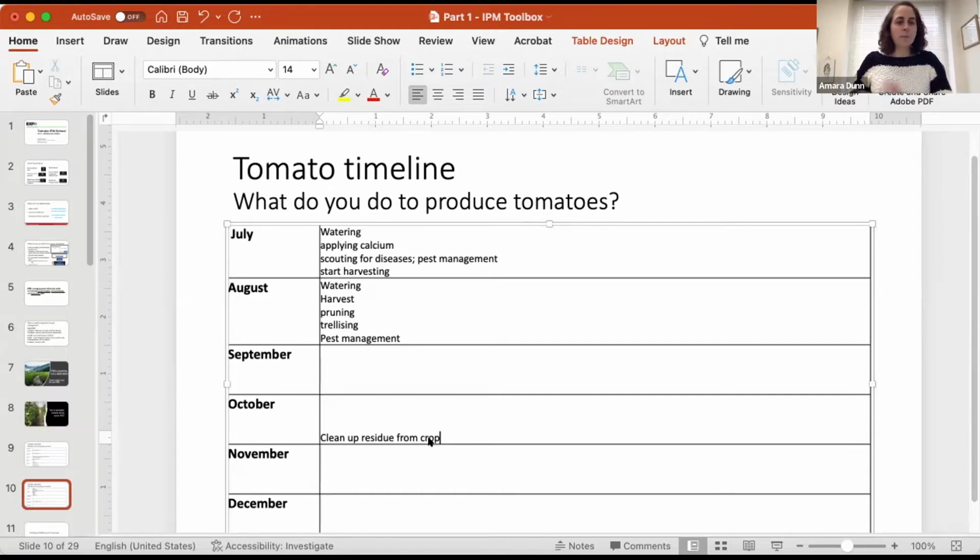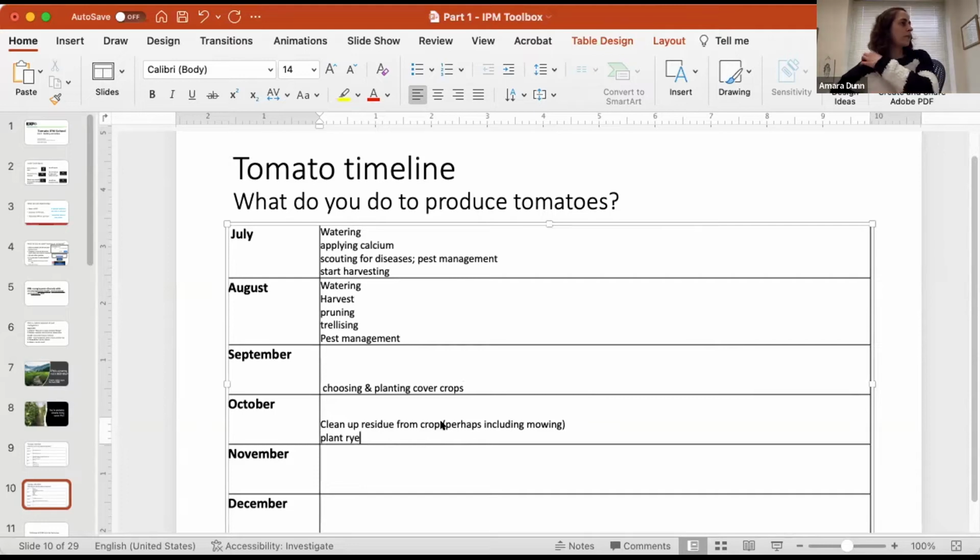I'm going to give folks one more opportunity if there's something you're desperate to add to our chart before we move on. And thank you for those who have been sharing in the chat and speaking up. Choosing and planting cover crops. Excellent. Great IPM practice. And someone else who's mowing everything down at the end of October and planting rye.